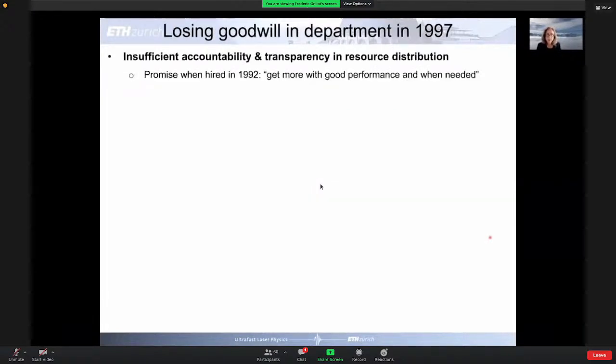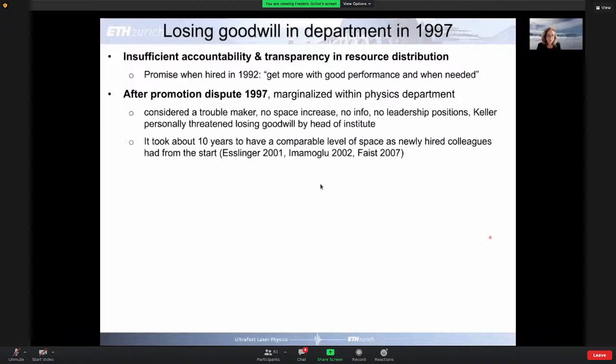Again, going back to my case, when I was hired in 1992, I was actually promised in writing in my employment contract that I would get more resources with good performance and when needed. After my promotion dispute, I was actually marginalized within the physics department. I was considered a troublemaker.